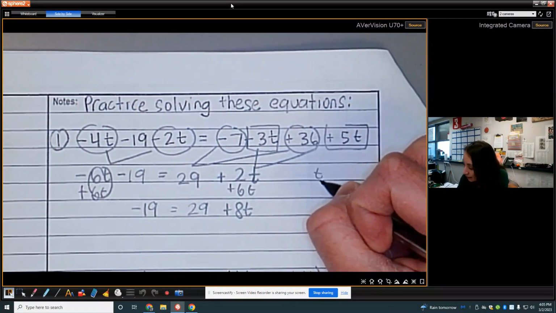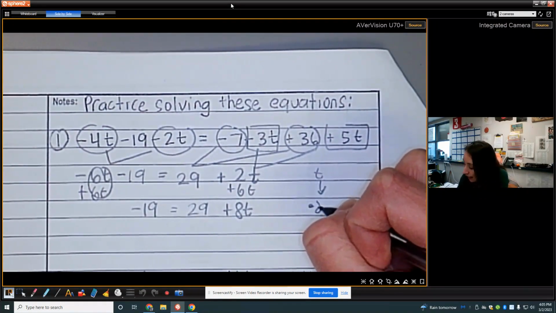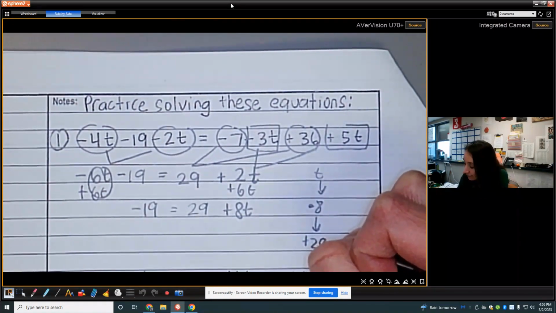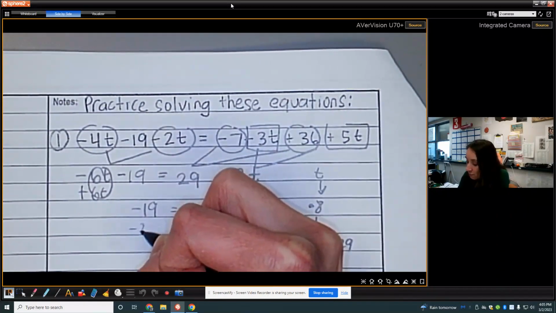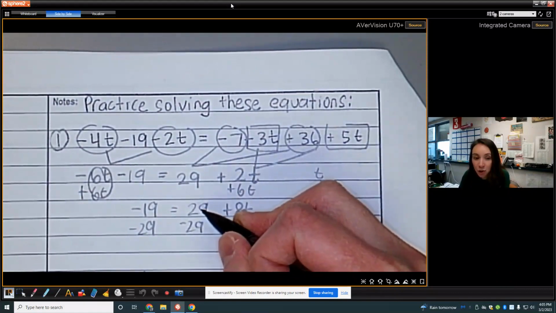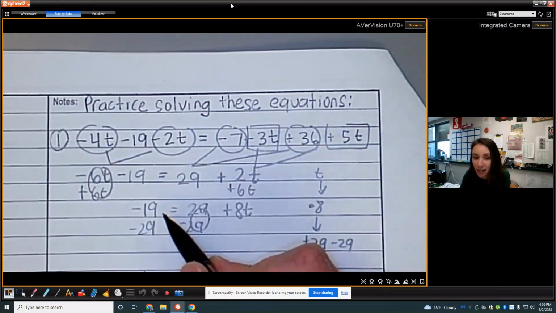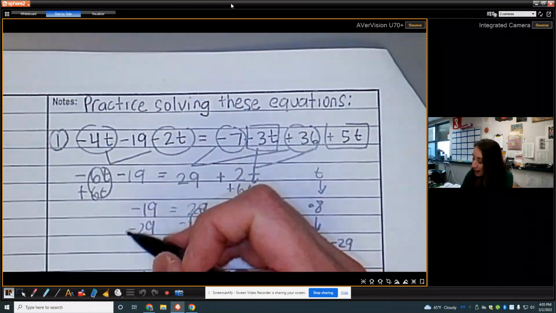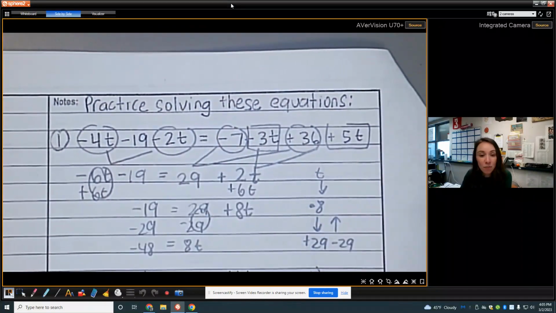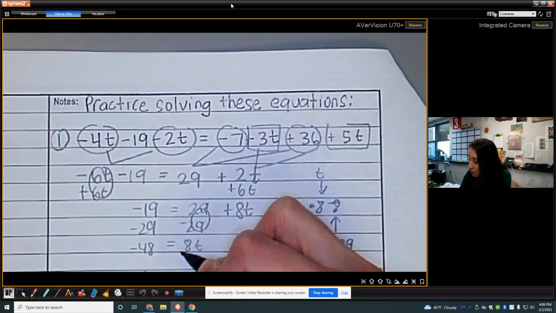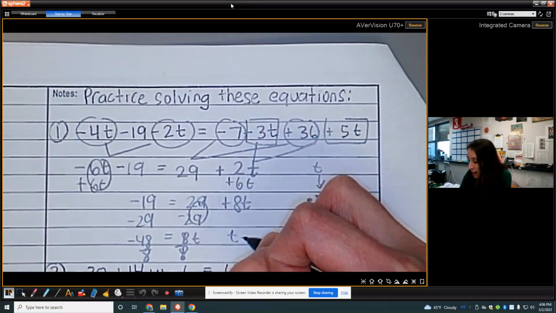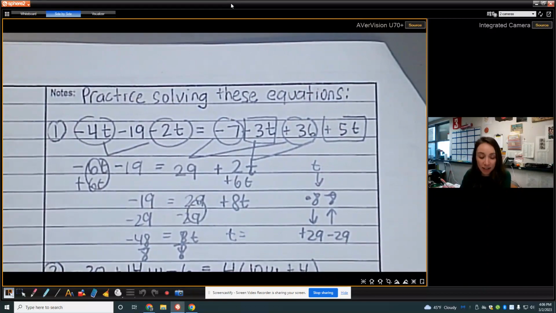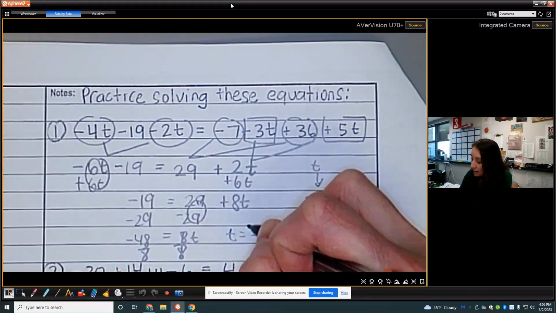We started with t, then we multiplied it by 8, then we added 29. The inverse operation of adding 29 is subtracting 29, so do that to both sides of that equal sign. 29 take away 29 is 0. Negative 19 minus 29 is negative 48. The inverse operation of multiplying by 8 is dividing by 8, so do that to both sides of that equal sign. 8 divided by 8 is 1. 1 times t is 1t or t. And negative 48 divided by positive 8 is equal to negative 6.